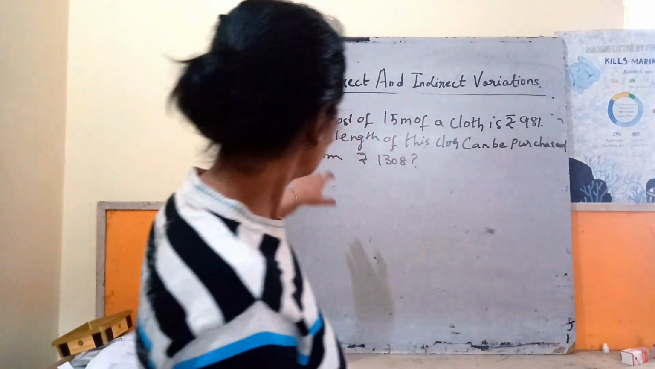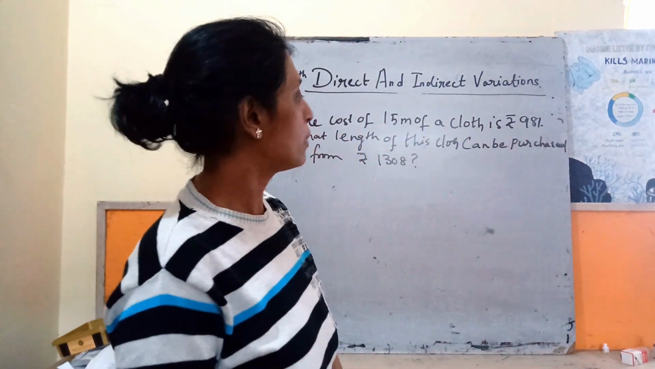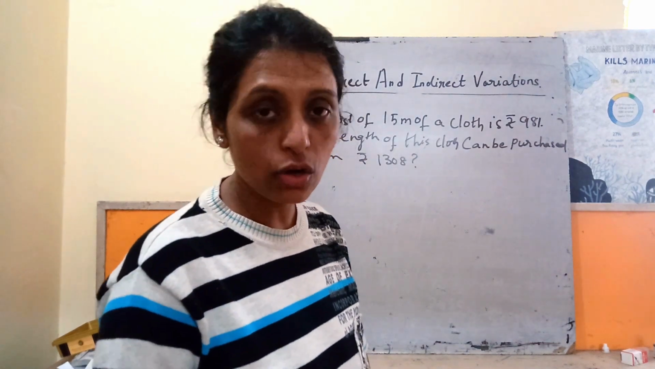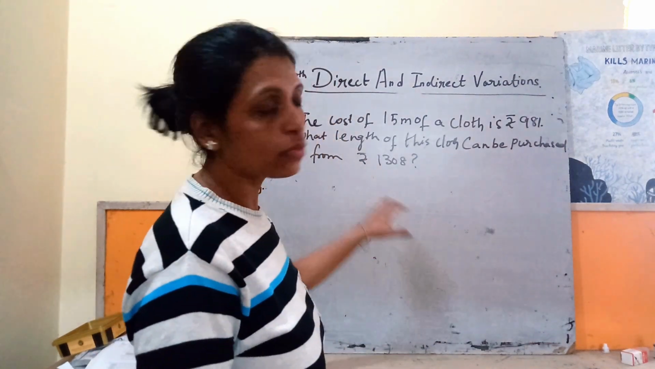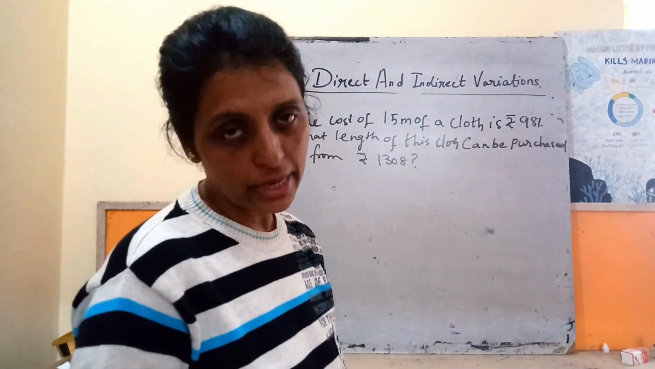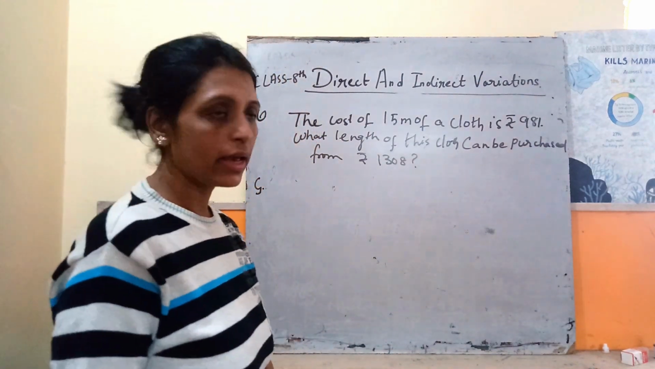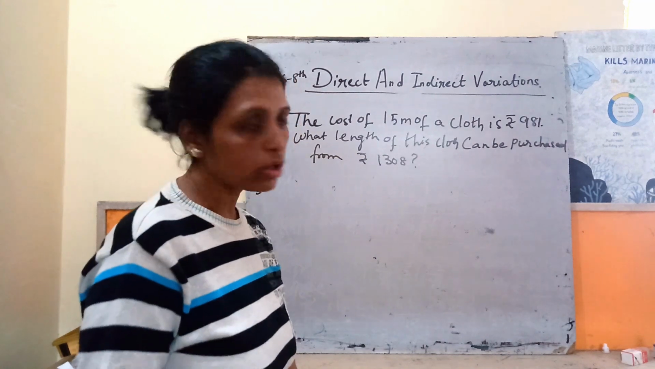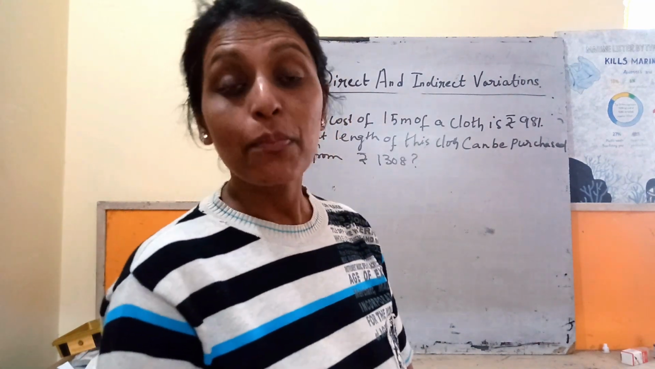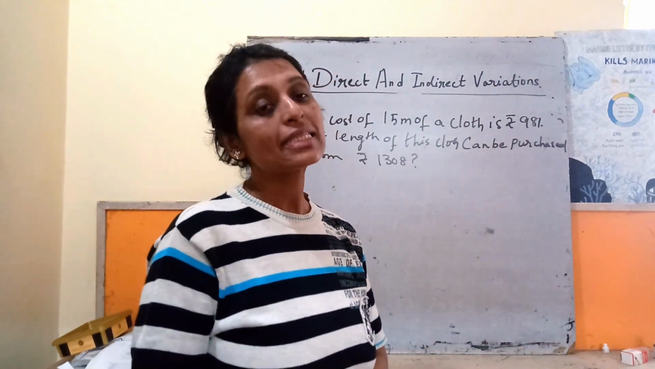What length of this cloth can we purchase? We have to find the length of the cloth when the price is rupees 1308. So the two quantities that we are taking are x as the length of the cloth and y as the price of the cloth. Now we'll see whether they are in direct or inverse variation.